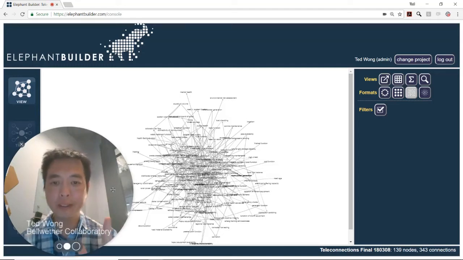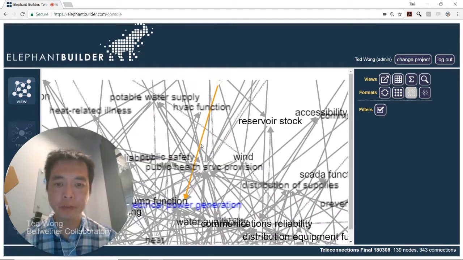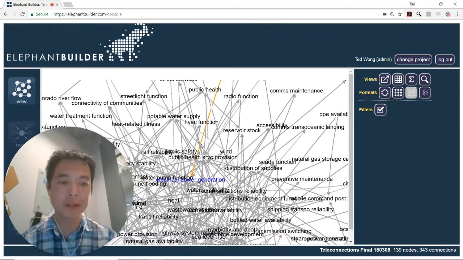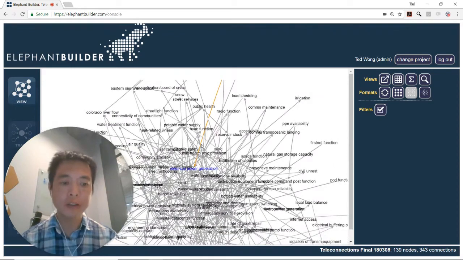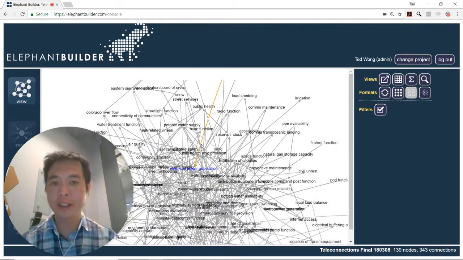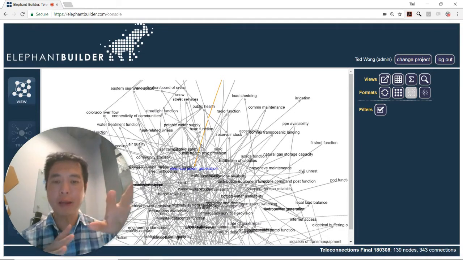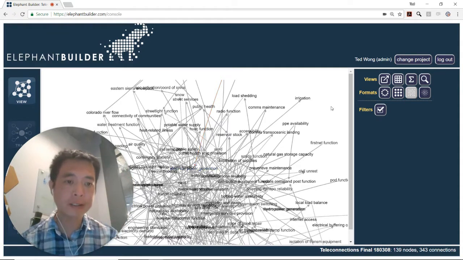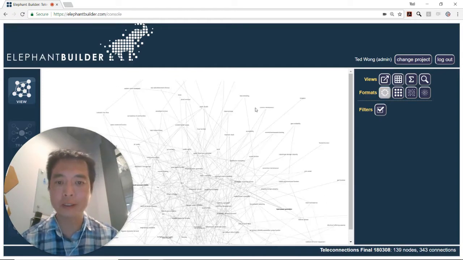So this is a really complicated model. It's a model of the interdependencies among lifeline agencies and departments in metropolitan Los Angeles. And it's 139 nodes and 343 connections. There are probably hundreds of thousands of long causal pathways made up of all the nodes and following these arrows, snaking through the system.